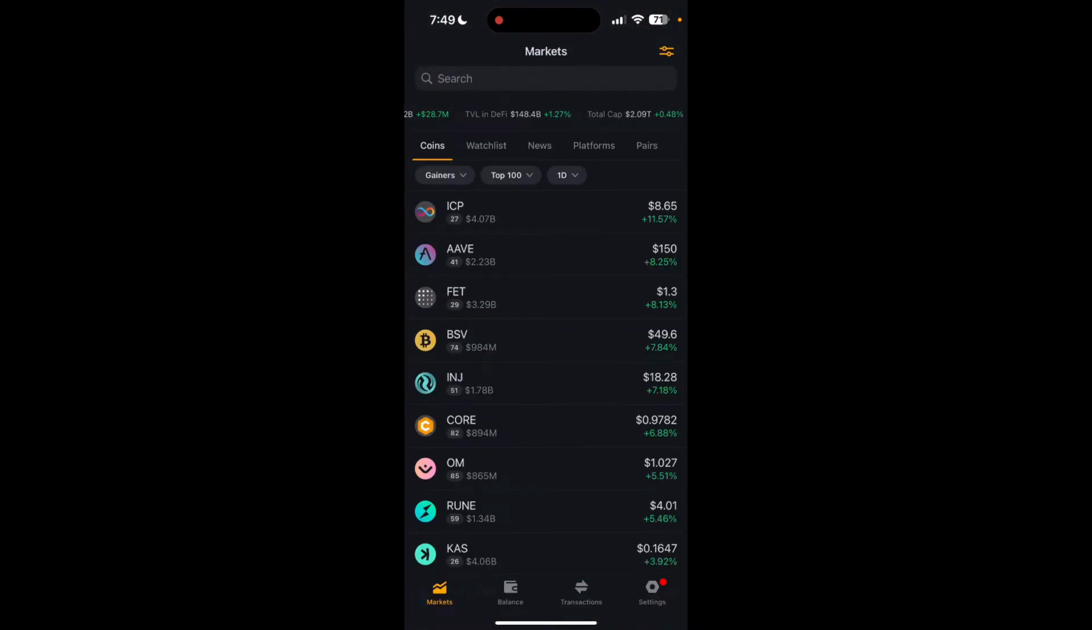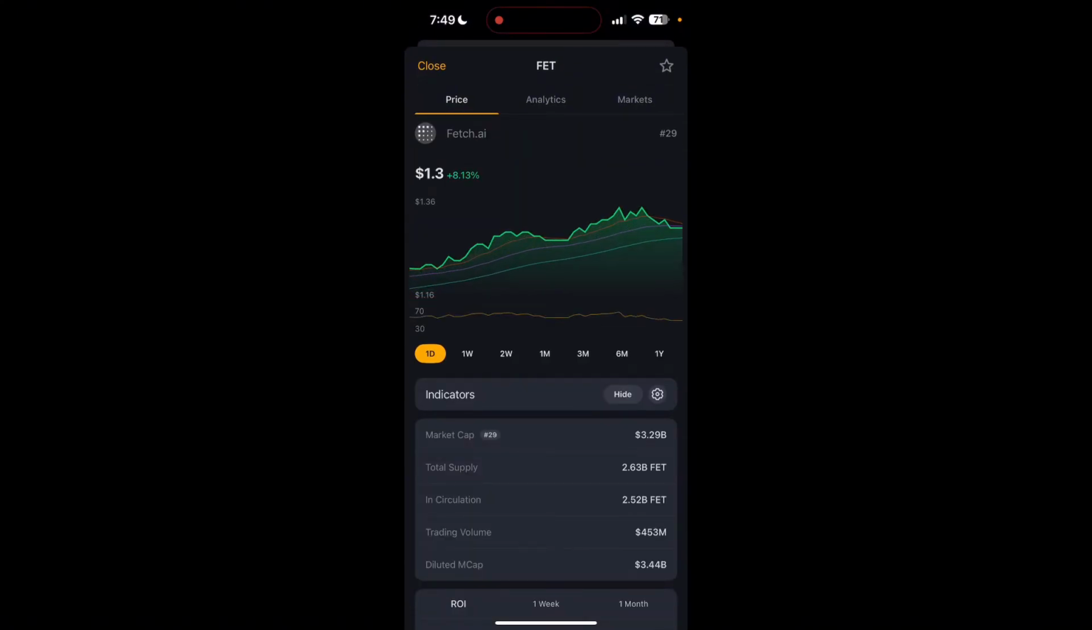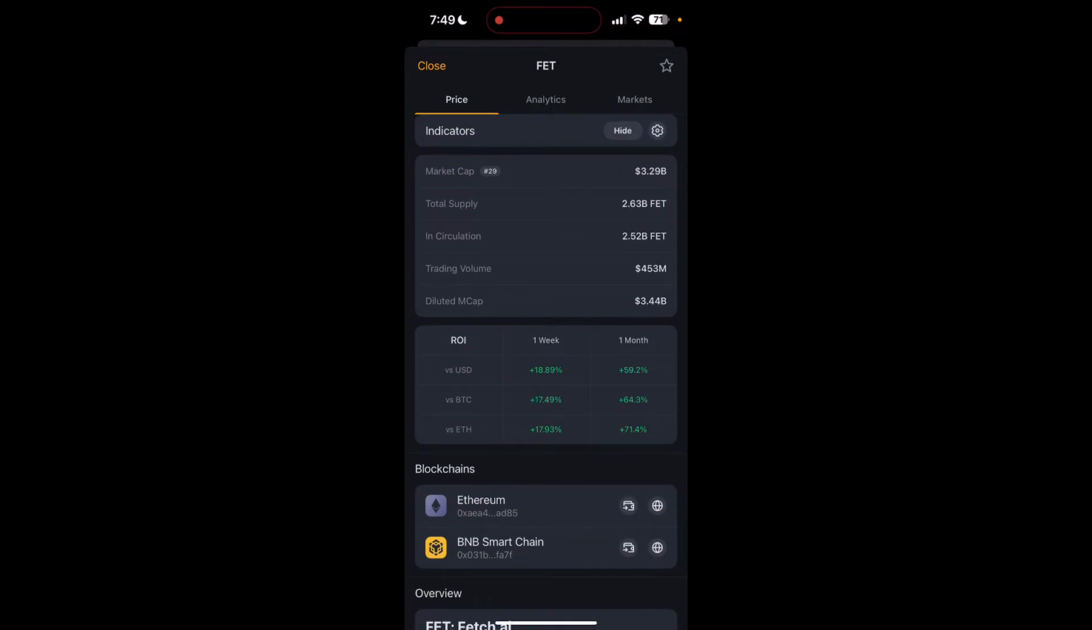Tap on the cryptocurrency to view its current market price along with its other relevant information such as market cap, price range and trading volume. You can also see total supply, circulating supply and diluted market cap.